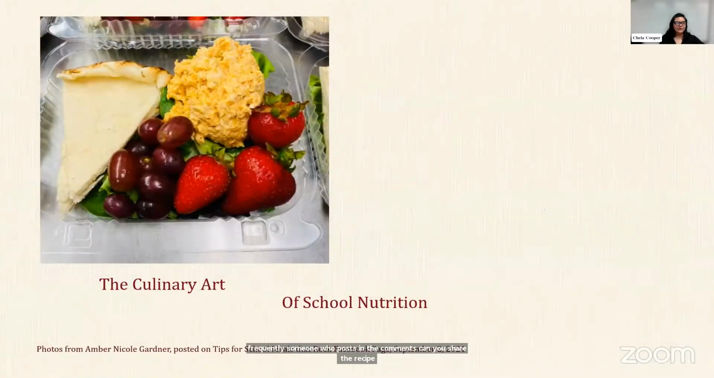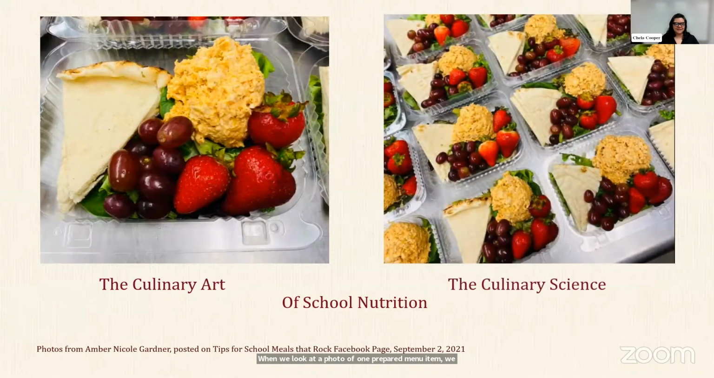When we look at a photo of one prepared menu item, we can see the art of school food. The ability to duplicate that menu item so that it's the same every time, with the same appealing presentation, the same portion sizes, the same quality and flavor every time, that's the culinary science of school nutrition. And that's where standardized recipes come in.